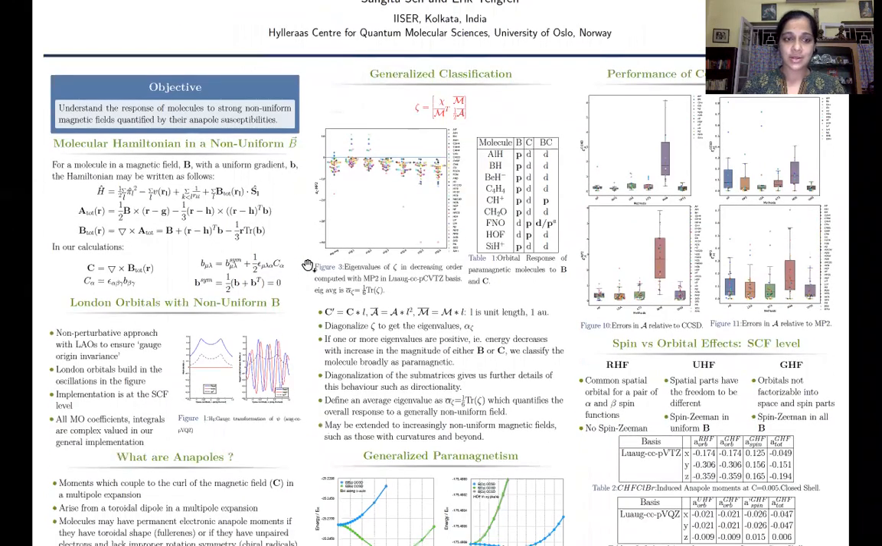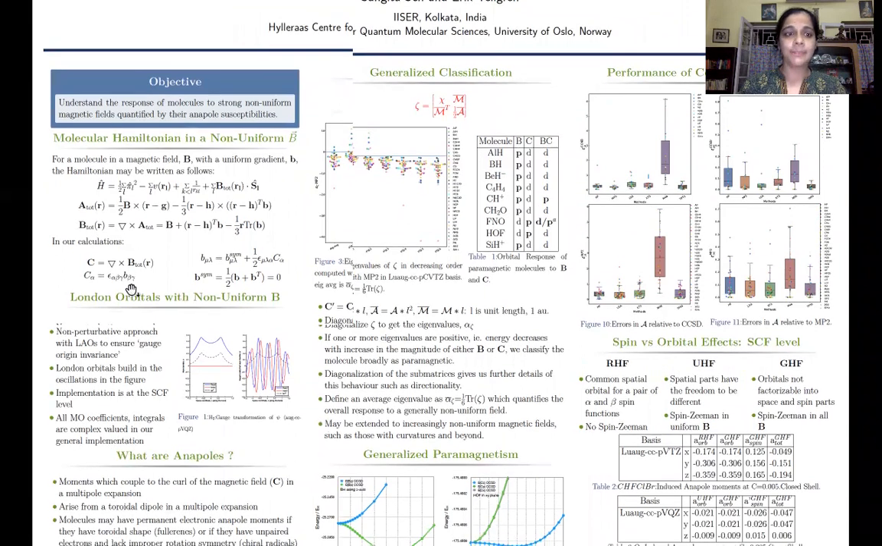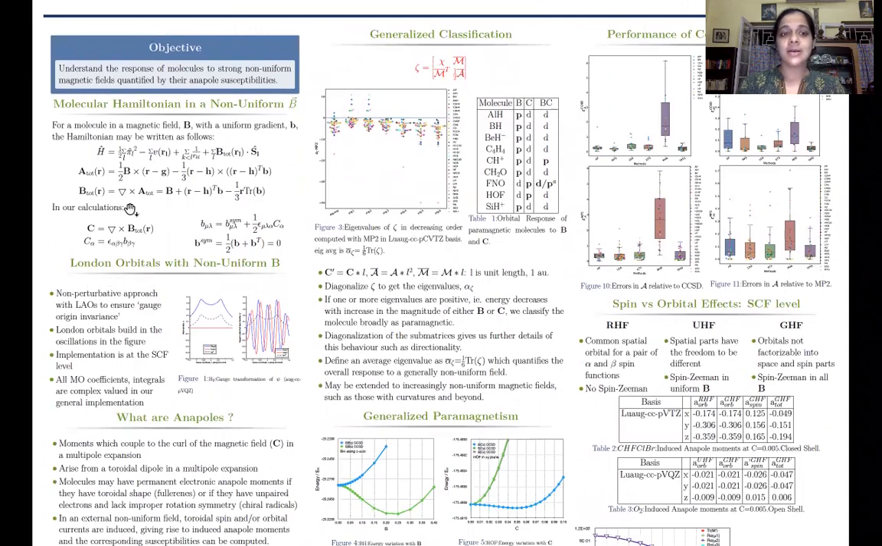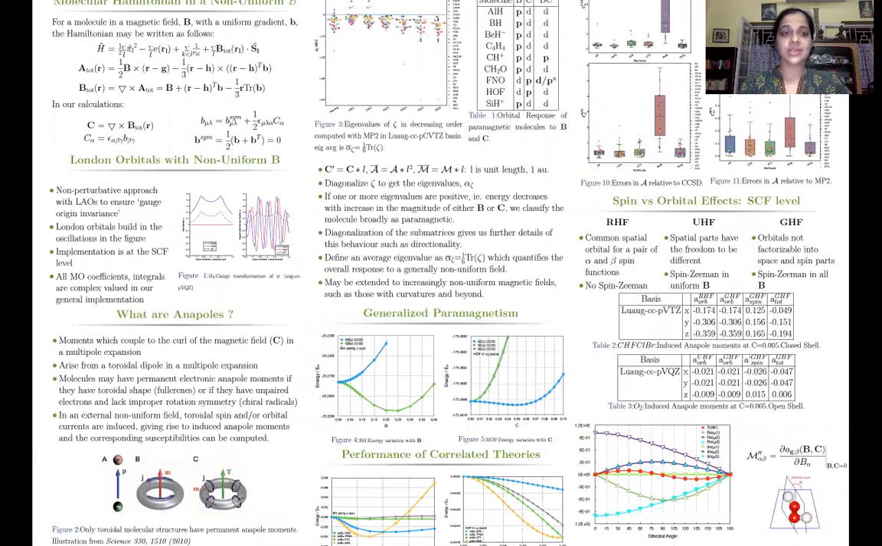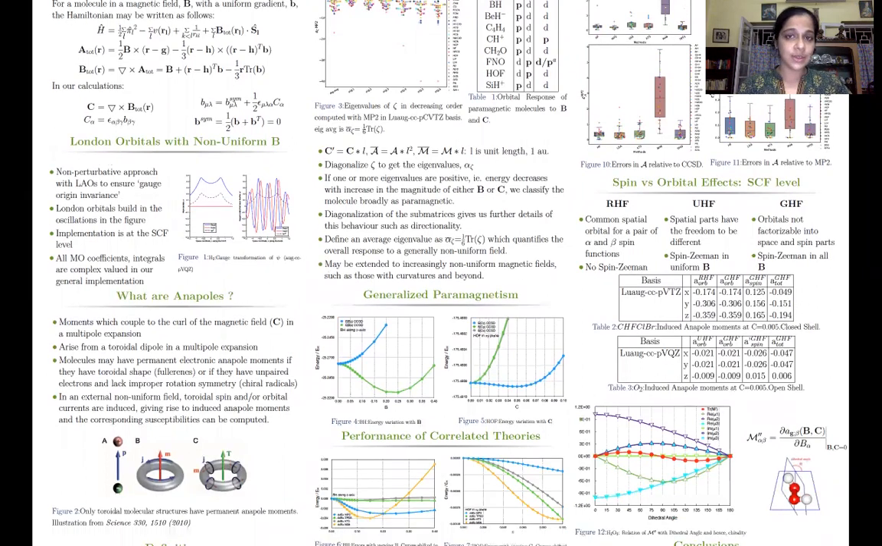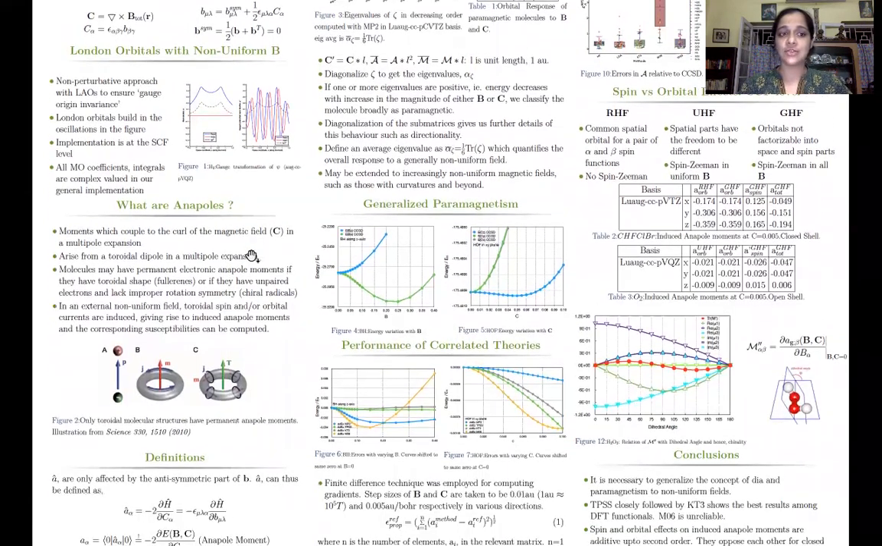Now, first and foremost, we have the Hamiltonian, where the magnetic field appears explicitly in the spin-Zeeman term and in the kinetic energy term. The magnetic field is expanded as a linearly changing one, and the gradients are collected in this small matrix B. The curl of the total field is called C, and it is related to the antisymmetric part of B. Because we want to do finite field calculations, it is important to have gauge invariance, and we use London orbitals for this, which makes our MO coefficients and integrals complex valued.